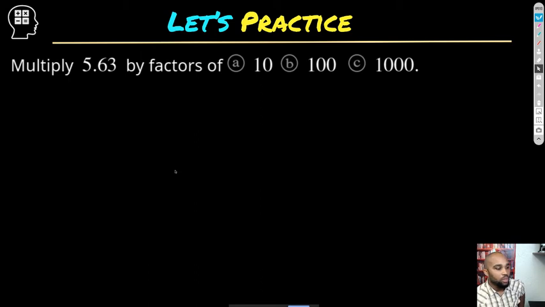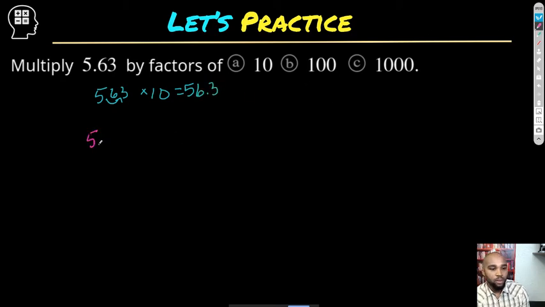Let's practice what we just said on this problem. Multiply 5.63 by factors of 10, 100, and 1,000. So 5.63 times 10, what is going to give me what? So without a calculator, we know that that's just a 10, so we're going to move it one place to the right. So that decimal is going to go here. It's going to make that number bigger to 56.3.